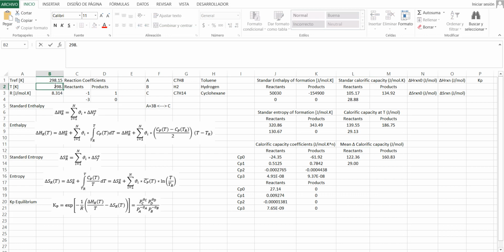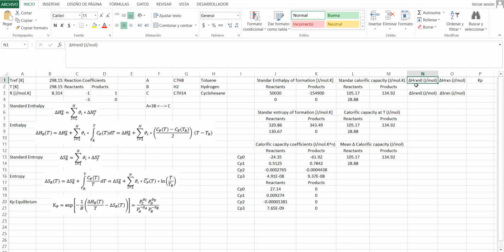Okay, so we now have how to calculate the CP value in these equations. So let's start calculating the standard change of enthalpy. If we see this equation, it says it is the sum of the stoichiometric coefficients times the standard enthalpy of formation. So, sorry, I believe that I said that wrong before. We're going to calculate the standard enthalpy of reaction.